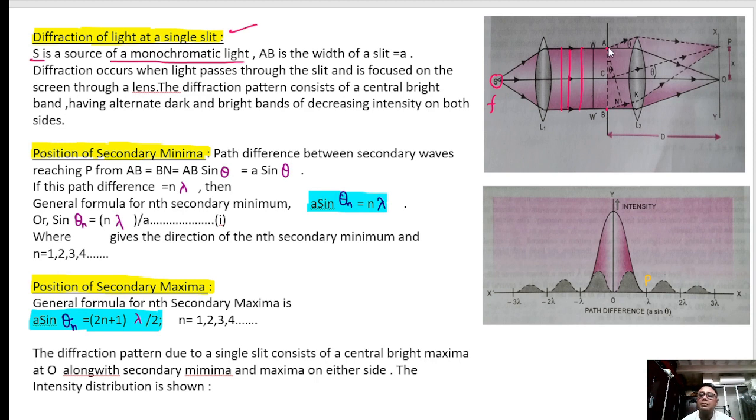The moment the light touches the aperture corner, the light will start to bend. Please watch: if I keep a convex lens here, the light which passes through parallel is focused at the focal point, but the light which suffers diffraction is focused here. Okay, so based on this, now let us see what is happening.